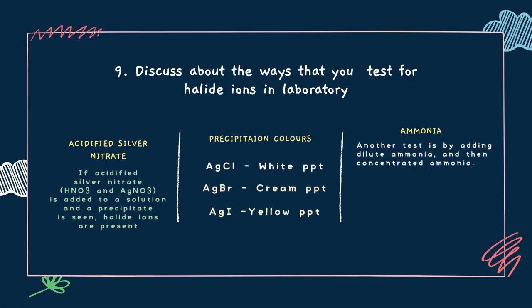Another test you could do is by adding dilute ammonia and then concentrated ammonia. In dilute ammonia, chloride ions dissolve while bromide and iodide ions remain insoluble. In concentrated ammonia, chloride ions and bromide ions dissolve while iodide ions remain insoluble.